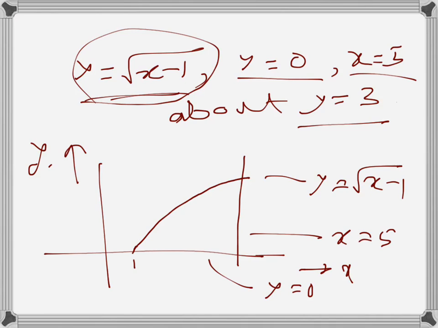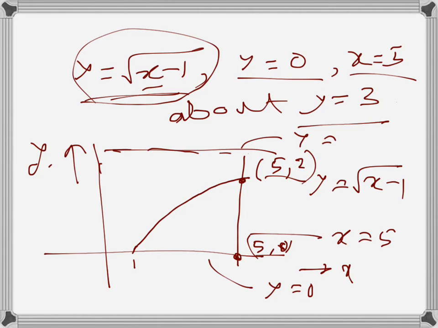Now the enclosed area, this point will be x equals 5. If x is 5, y will be 2, so that will be 5 and 2 here, and this is of course 5 and 0, this point. So this thing is revolved around y equals 3, which is the straight line. It should be maybe a little above because this is 2, so 3 should be a little above, but anyway, this area is revolved around that.